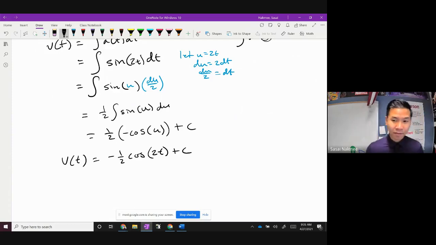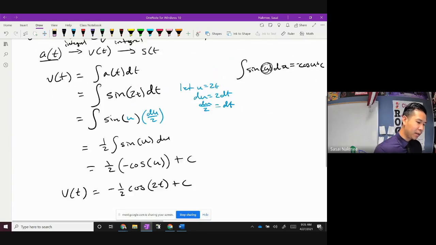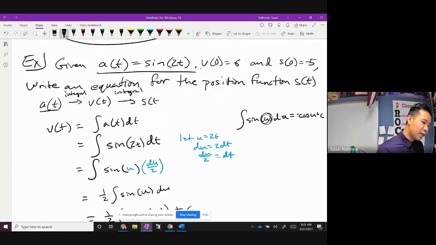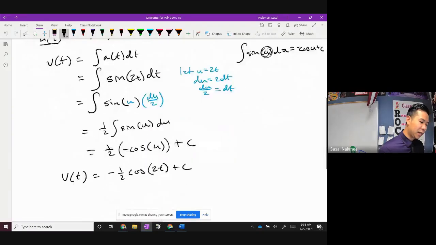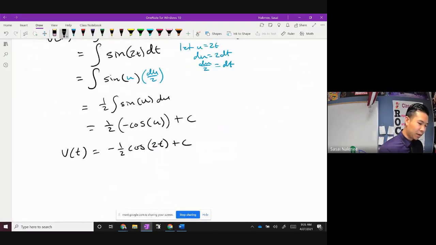You're not done, right? Once you get to there and you find out what the velocity is, this is not actually the final velocity function. This is a general velocity function, not a particular one. I don't have this plus c yet, so I've got to figure out what that plus c is. They tell us that when t is equal to 0, the velocity is equal to 6. So I'm going to plug those values in. I'll have here 6 is equal to negative 1/2 times cosine of 2t plus c.